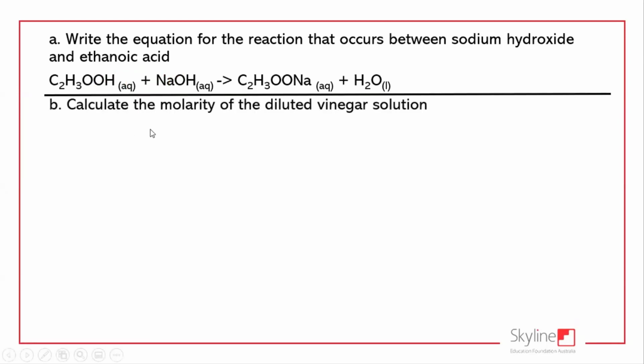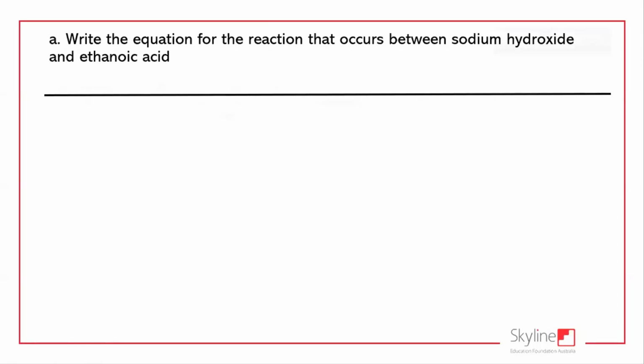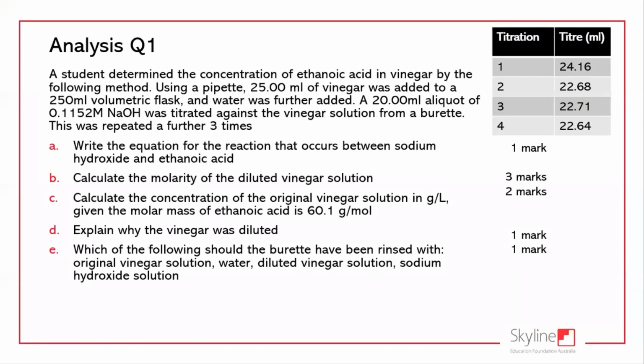Okay. Part B is calculate the molarity of the diluted vinegar solution. So this is a bit trickier. If we go back, you can see we have 4 different titers. These are all pretty similar. The only issue is this one here is 24.16, where the others are all 22. This is not concordant, and in order to calculate stuff, we've got to use the average value, and we no longer include this value in the average because it's so different from all of the others. That's just something to know.